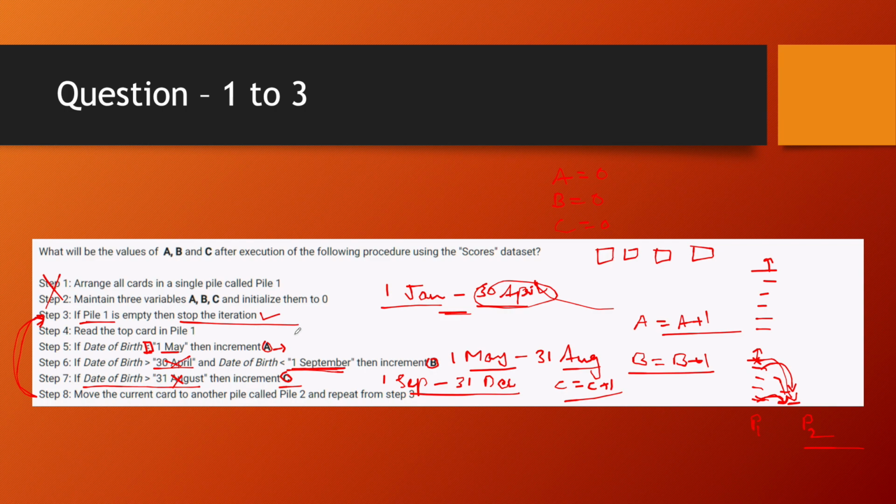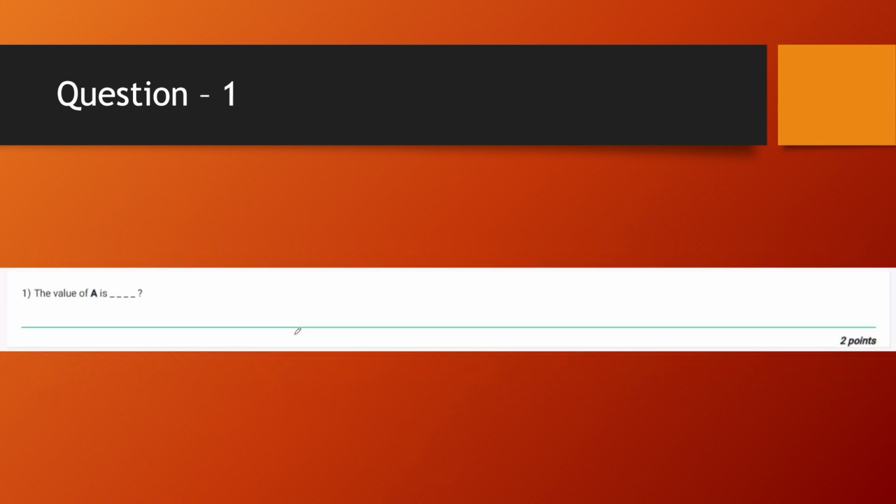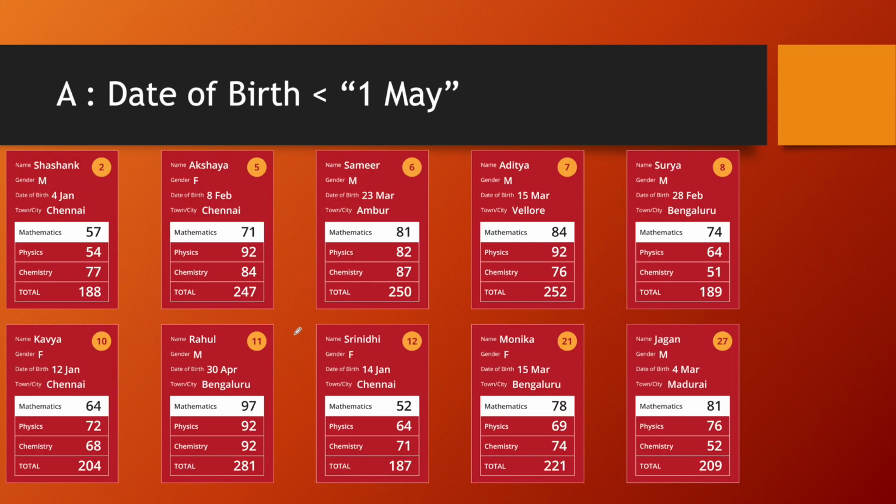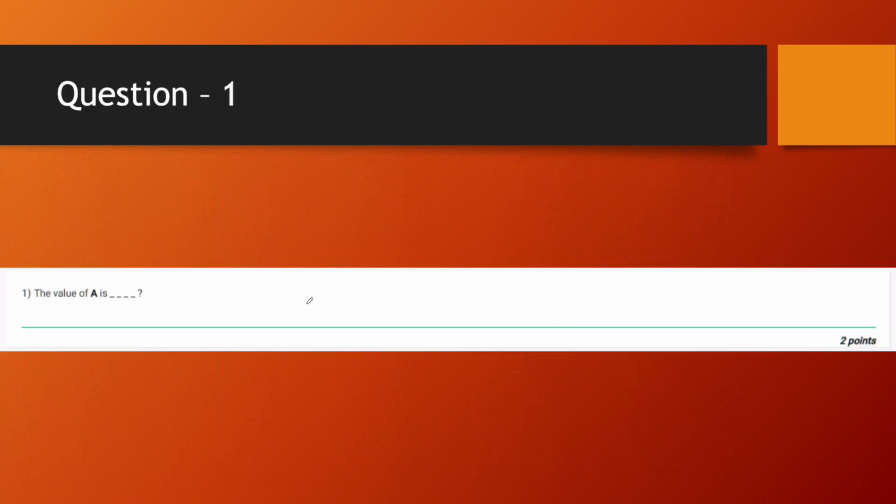So anyway, let's go to the questions. The first question is the value of A. To save time, I've already sorted the scores data set, and these are all the people whose date of birth falls before the 1st of May. As you can see here, you can just count manually that there are 10 people whose birthday falls before 1st May, and therefore your answer for A is 10. You can just input the value of 10 here.